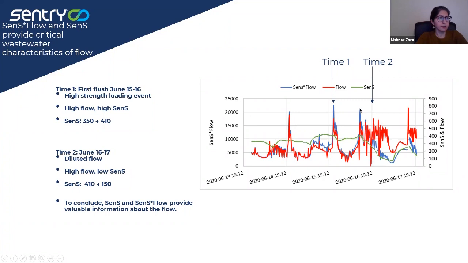The second time period is June 16 to 17. It seems that another first flush event is happening here, but then we have dilution of flow. Flow is still high, but the SENTRY signal or SENTRY signal times flow is coming down. The SENTRY signal was 410, but it decreased to 150 afterwards. So this shows that dilution of wastewater is happening, and the SENTRY signal or SENTRY signal times flow is providing valuable information about the flow.